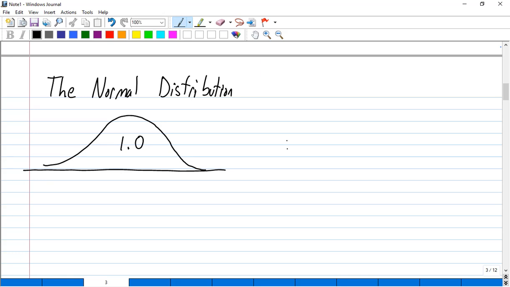Now, a lot of what we're going to do in here is going to depend on the area under this curve. A lot of what we're going to do in here going forward. And so we're not going to get 1.0 every time, because we're just going to be looking at parts of the area under the curve, not just the entire area under the curve.